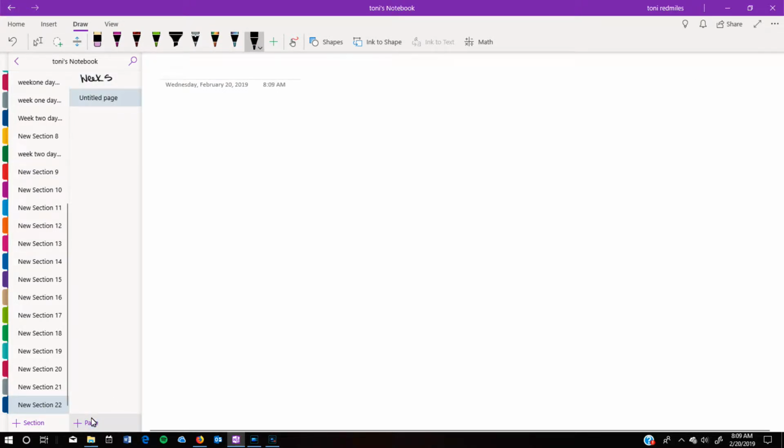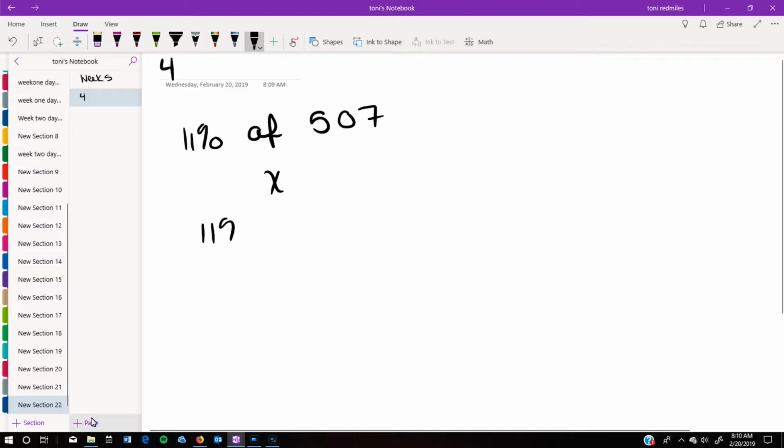Number 4, and that is 11% of 570. The word of means to multiply. So this is 11% times 507. Now remember, I can't really do a percent. I either have to turn it into a fraction or turn it into a decimal. For this one, I'm going to do both. 11% as a decimal is 0.11, and as a fraction it's 11 in the hundredths place.